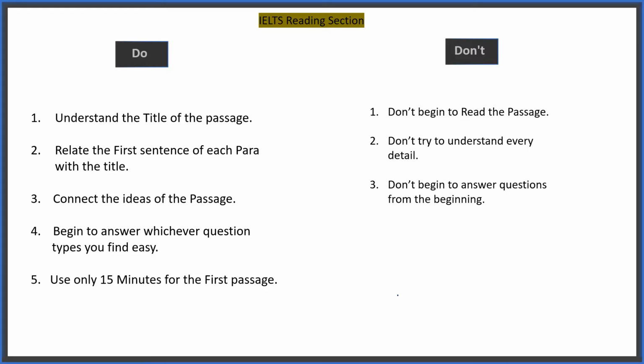Third, don't begin to answer questions from the beginning in a sequence. Usually people say, I have to answer question number 1, then question number 2. So people try to answer questions in a sequence, which is illogical. Because for question number 1, you might find the answer in the first paragraph or in the second paragraph. And for question number 2, maybe the answer lies somewhere in the 5th paragraph or the 4th paragraph.